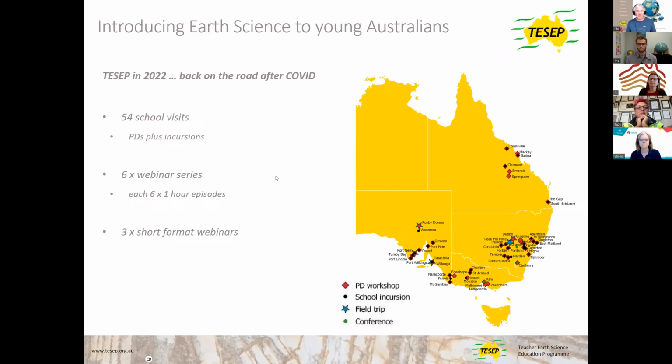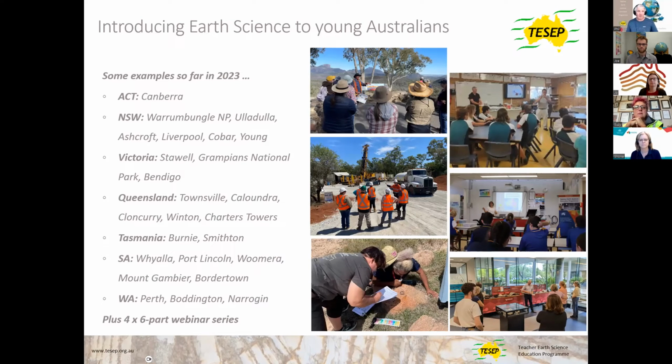Like everyone, I guess we're back on our feet after COVID. In 2022, we had 54 school visits, and you can see they were in New South Wales, Queensland, Victoria, and South Australia. And we also put together some webinar series, both in long and short form, which proved to be pretty popular. This year, we're getting even further on the ground. So we've been active again in Tasmania and in Western Australia as well as the eastern states and South Australia. And we're running the last of our 4 webinar series in term 4. So that's something I can give you information on.